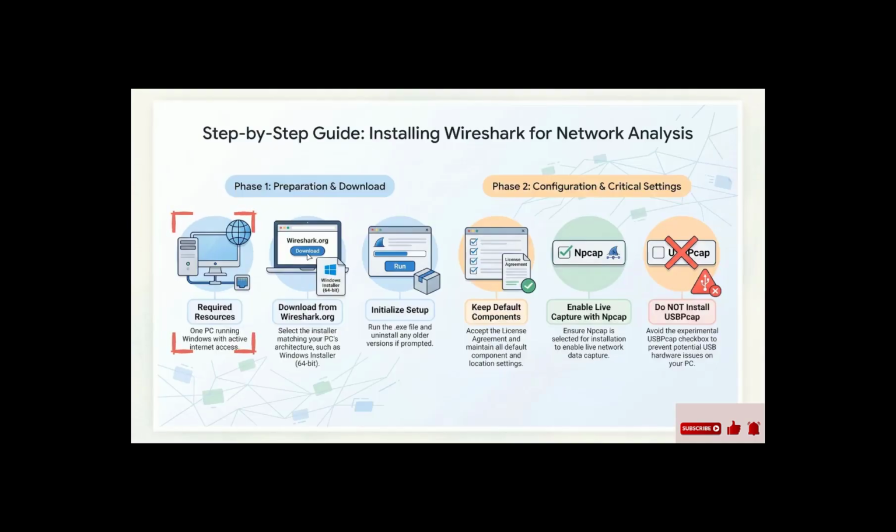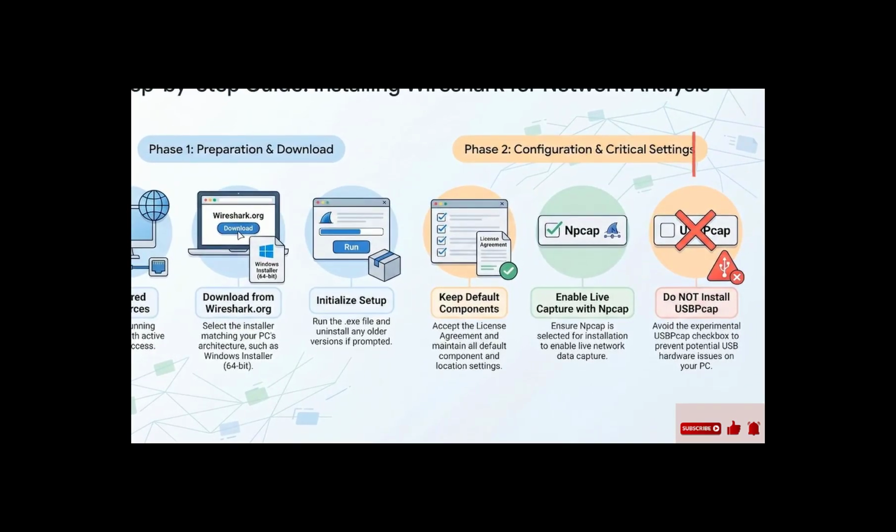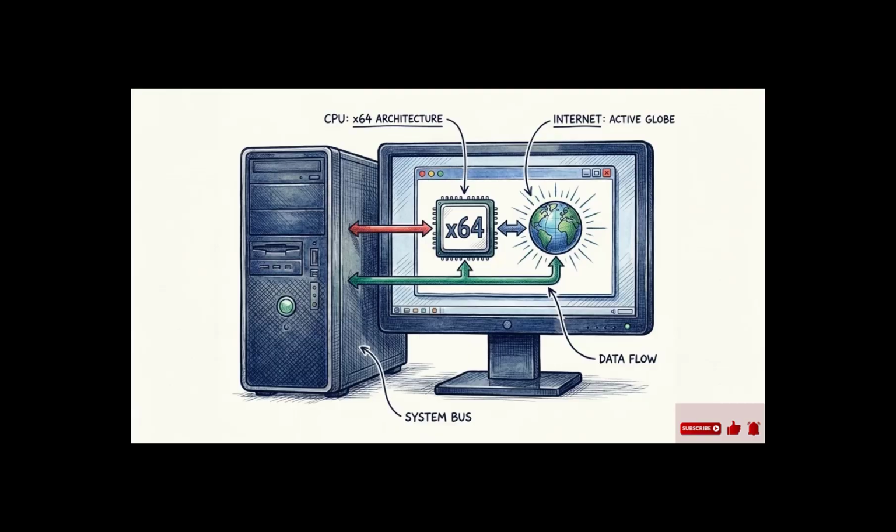This visual guide outlines our entire setup roadmap. We will begin with the initial hardware requirements and navigate through a setup wizard that includes a specific hazard, a box that, if checked, can freeze your computer's hardware. To complete this process, you need a PC running a 64-bit Windows operating system and an active internet connection.